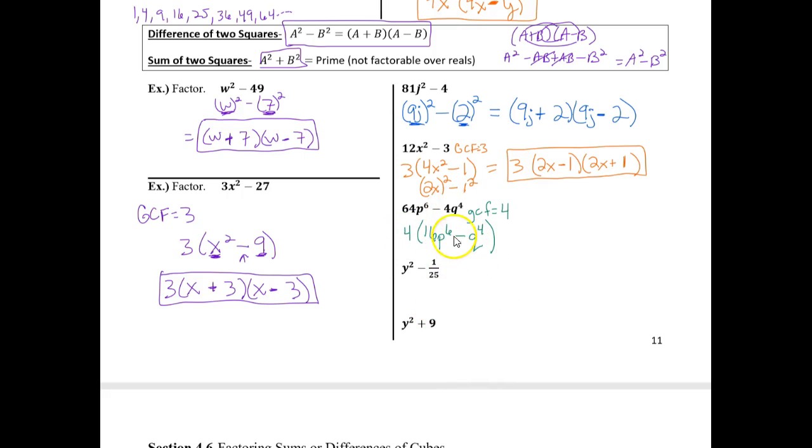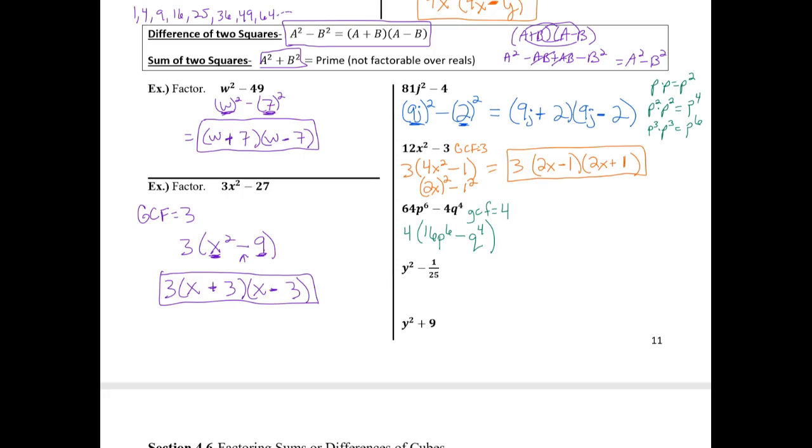Alright, then I reassess. 16 is a perfect square, and then these p to the 6th and q to the 4th might not look like perfect squares, but they are. Anything with an even exponent is a perfect square. So let's look at that for a second, right? P times p would give me p squared. P squared times p squared. We already know we add those exponents to get p to the 4th. If I did p cubed times p cubed, 3 plus 3 would give me p to the 6th.